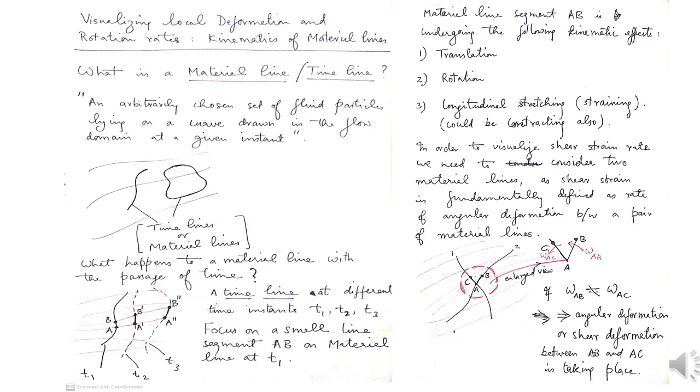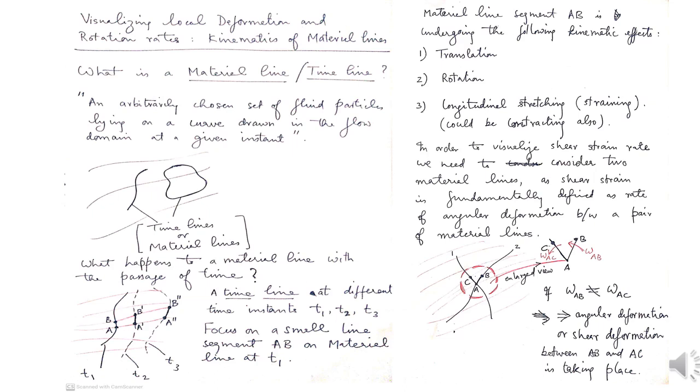Right, so we move on to the conceptual framework for visualizing local deformation and rotation rates. So that we do through kinematics of material lines. So naturally the question arises, what is a material line? It is also known by the name of timeline. Both terms you will find in literature on fluid mechanics. So let's try to understand what is a material line or a timeline.